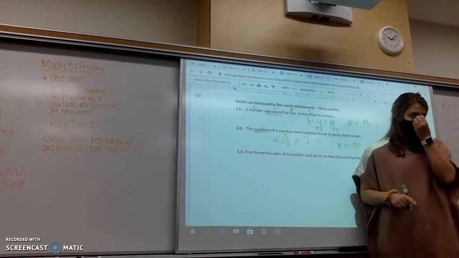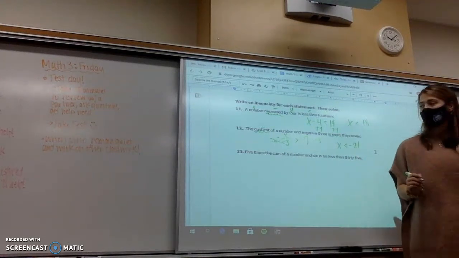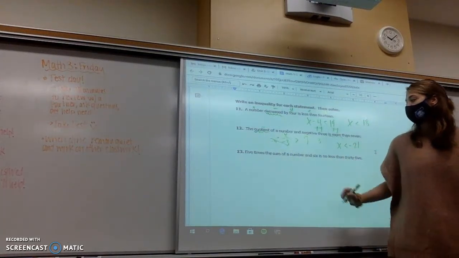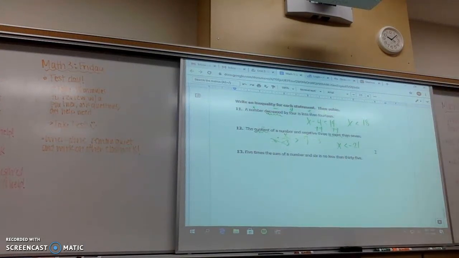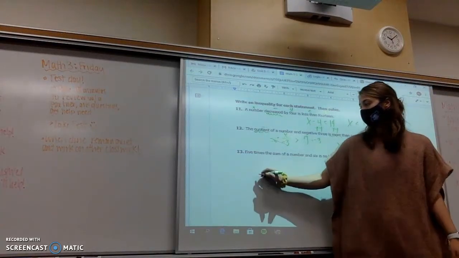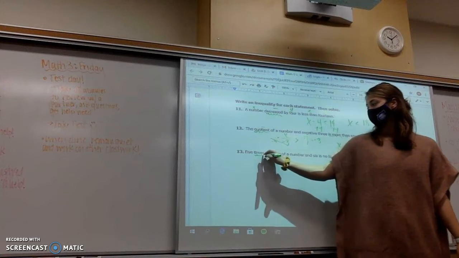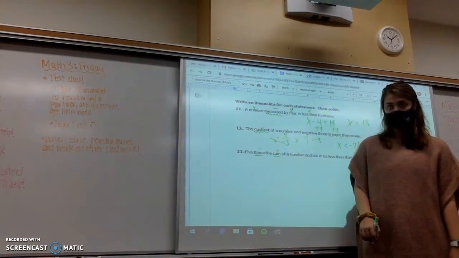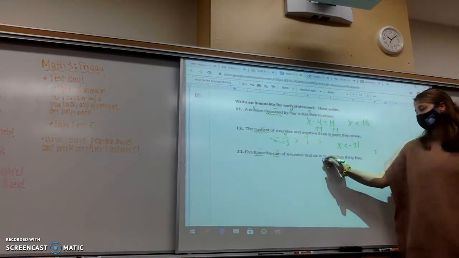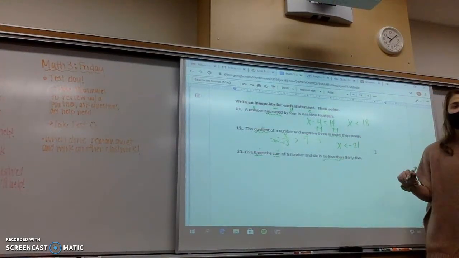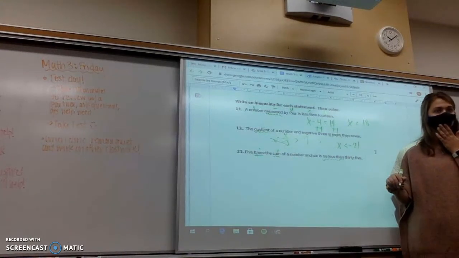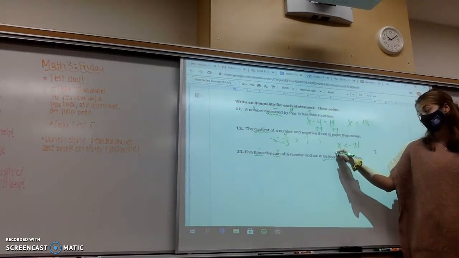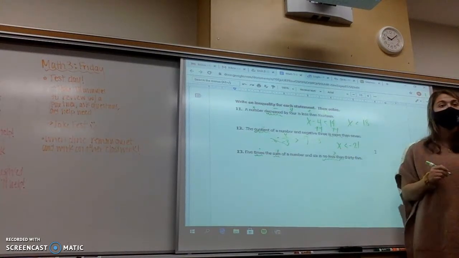13, I think, gave some people some struggles. 5 times the sum of a number and 6 is no less than 35. Okay. What are some key words here, Candace? Times means multiplication. The sum means addition. Is no less than, what does that mean? Greater than or equal to 35.